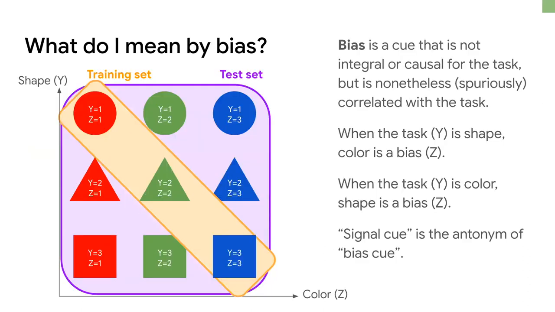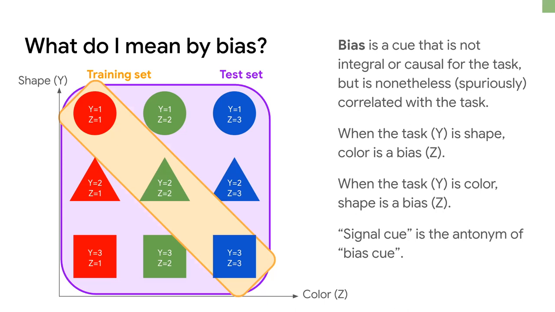So let's talk about bias for a second. I'm defining bias as a cue that is not integral or causal for the task, but at the same time, it is nonetheless correlated with the task. So there's a bit of difference between bias and domain as well. Domain may not necessarily be bias if the domain is not something that's usually helping the model to do the task in the training set. But bias is really something that catches the attention of the model and misleads the model to think this is the very strong cue that the model should be looking at.